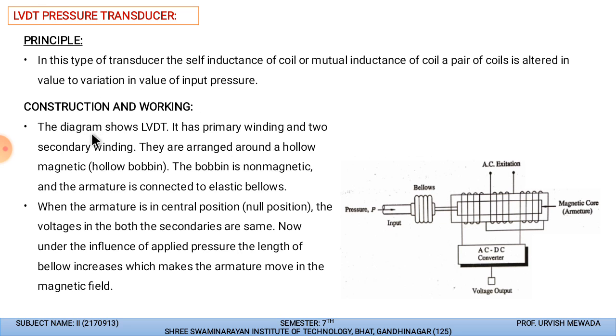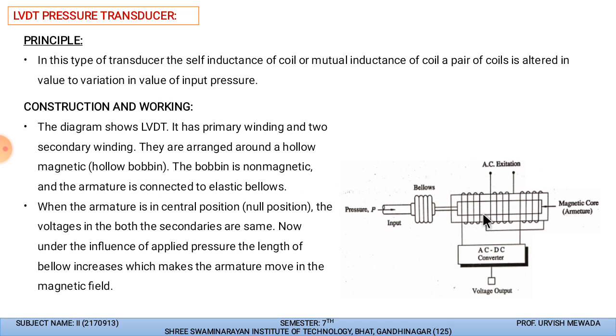The diagram shows the LVDT, which has the primary winding that we already discussed, and two secondary windings, and they are arranged around the hollow bobbin or former, on which we can wind the wire. So this is the former which provides the support to the winding, and it is also called a bobbin.